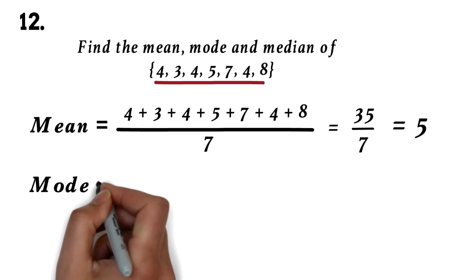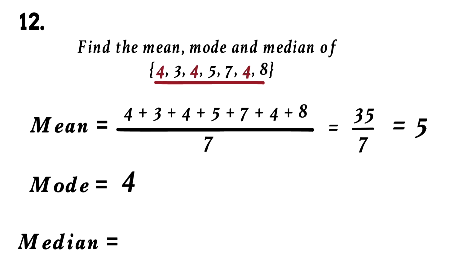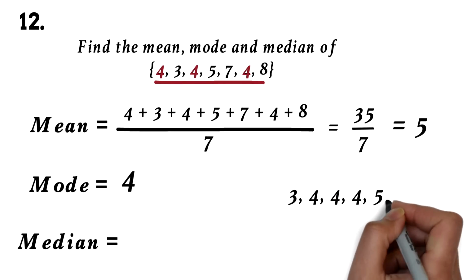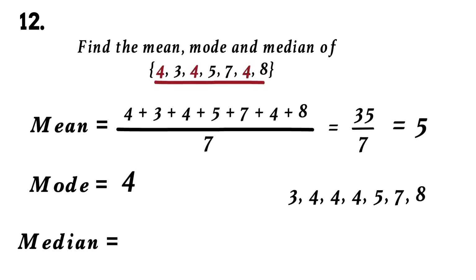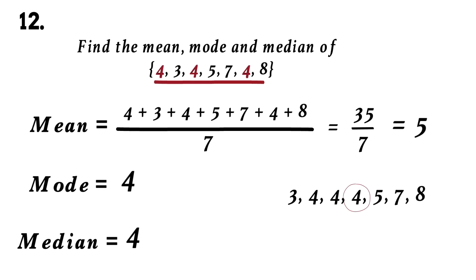The mode is the item with the highest frequency. Here, there are more 4s than any other number, so 4 is the mode. The median is the middle number. To find the median, we first have to arrange the numbers. So we have 3, 4, 4, 4, 5, 7, and 8. Here, the median will be 4. It's the number in the middle. Please note that if you have an even number of values, you'll add the two middle numbers and divide it by 2. Please let us know if you have questions on this part.